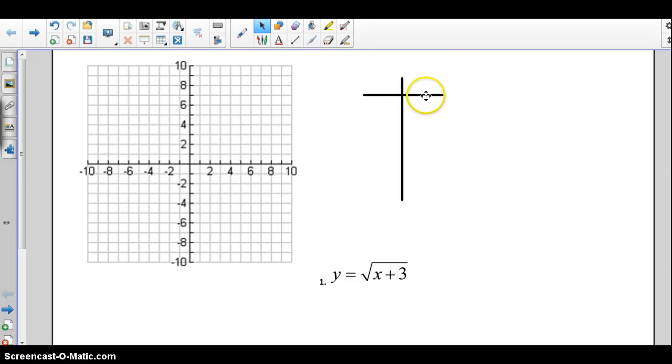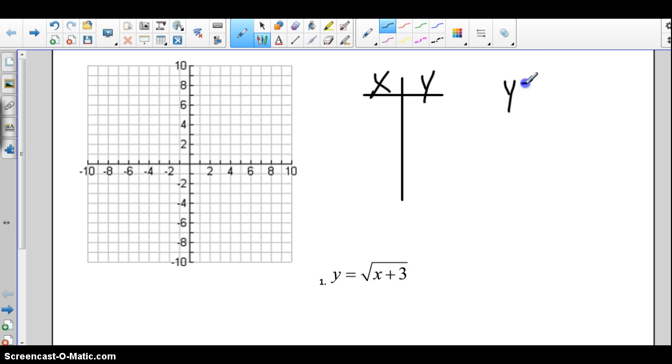Okay, we're going to go ahead and graph radicals right now. And graphing radicals is no different than graphing an absolute value problem or a quadratic. It's just a matter of plugging in your values for x and seeing what it spits out for y. Now, there is something to think about when you're working with radicals.